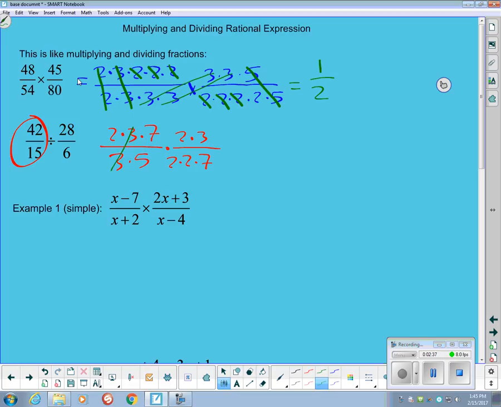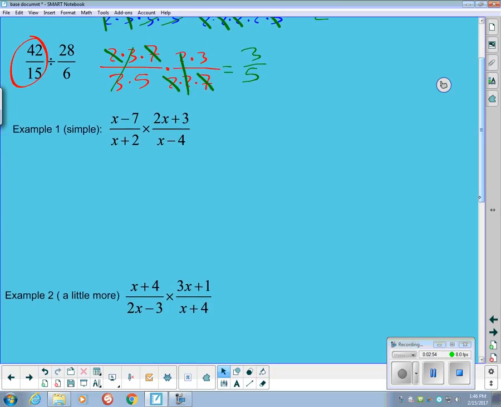3 divided by 3 is 1. 7 divided by 7 is 1. 2 divided by 2 is 1. 2 divided by 2 is 1. And all I'm left with is a 3/5. Okay, so that's how it works with the fractions. Now, we'll see that happening as we go through our rational functions as well.